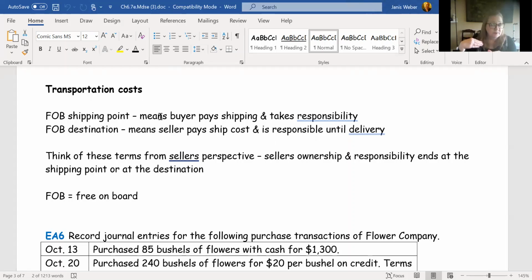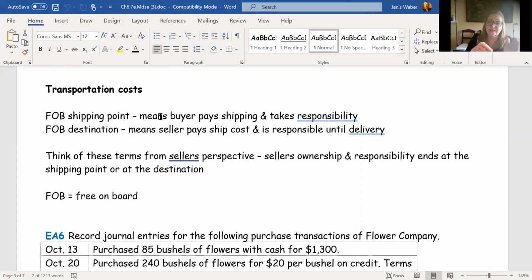So if it says FOB shipping point, it means the seller is taking care of shipping up to the shipping point, and then the buyer's responsible after that. So the bill would be sent to the buyer for shipping if they purchase something on FOB shipping point. So if we sell FOB shipping point, it means that we are taking care of the shipping only up to the shipping point, and then the buyer has to handle it after that. So even if we pay it in advance, we will be billing the customer if it's FOB shipping point.